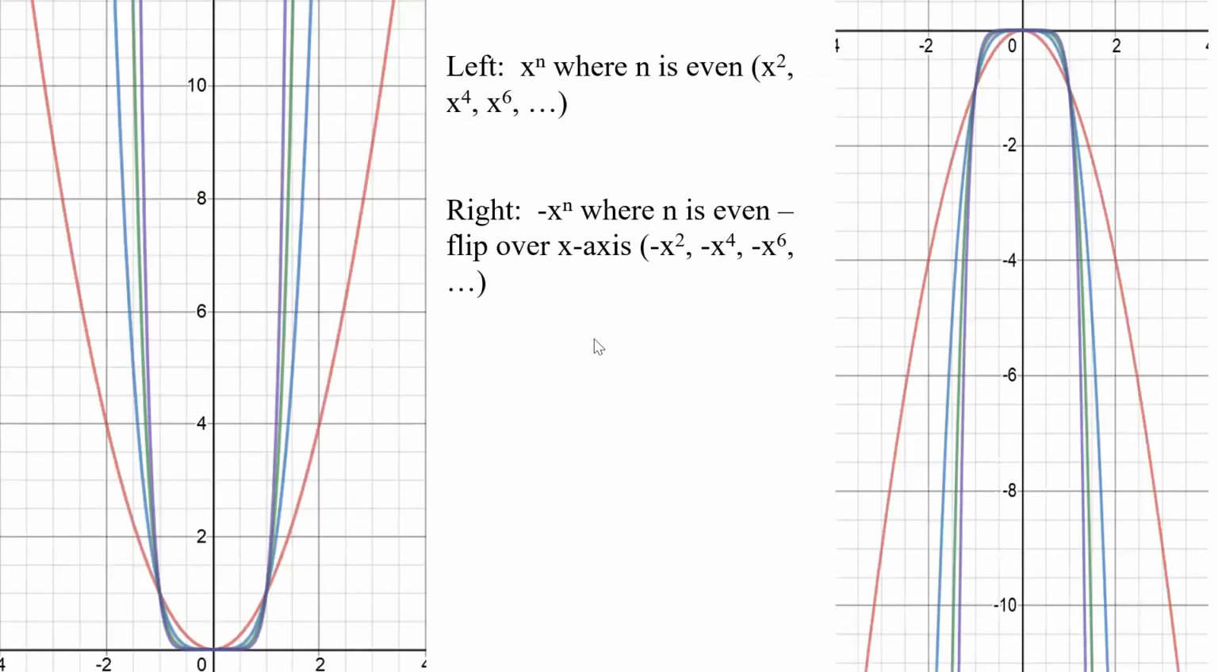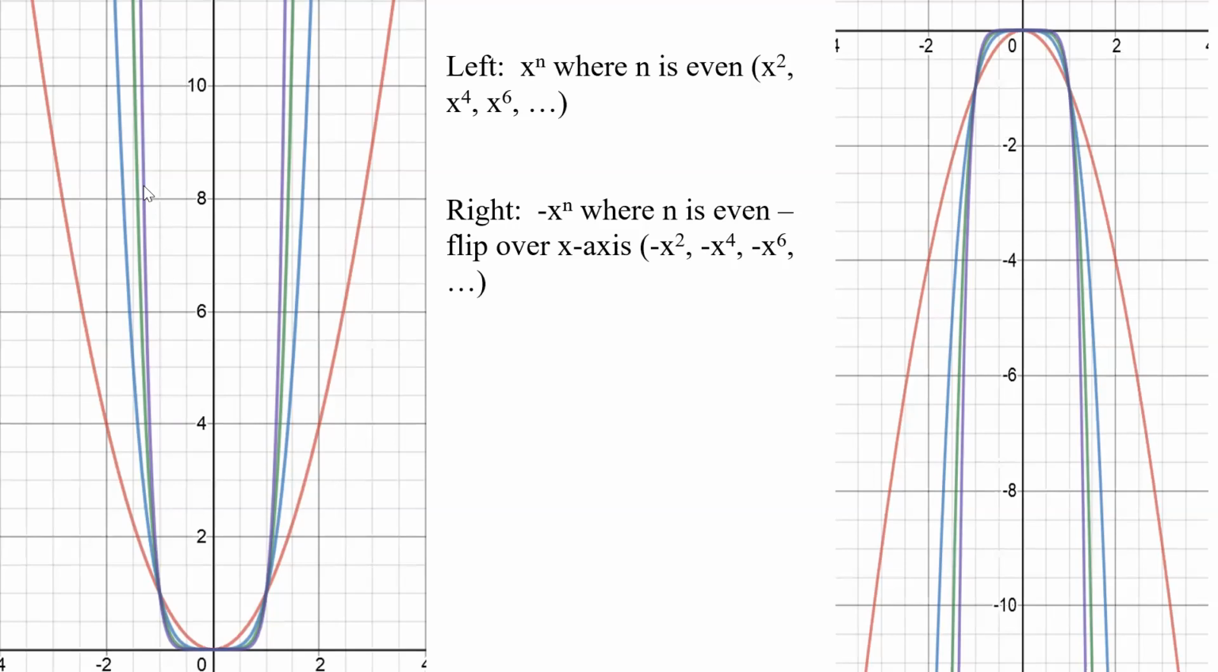And so what I did is I put it in Desmos, and I put in a whole bunch of values. So on the left here, what we have is x to some n power, where n is even. And so you could have x squared, x to the 4th, x to the 6th, x to the 8th. And basically your first one here, the red, is going to be x squared. And then the blue one that comes next, that's going to be x to the 4th. And then looks like green is next after that. And then purple's after that.